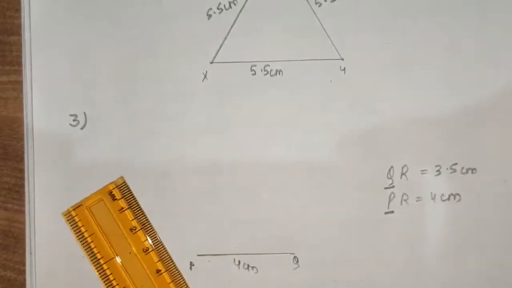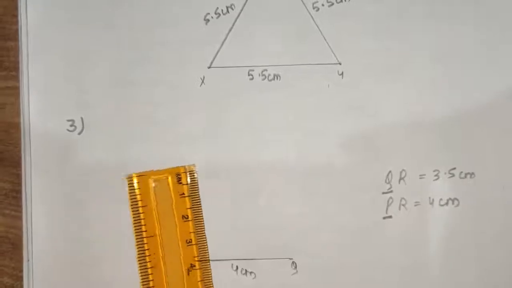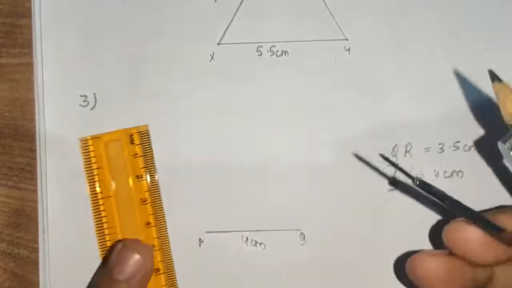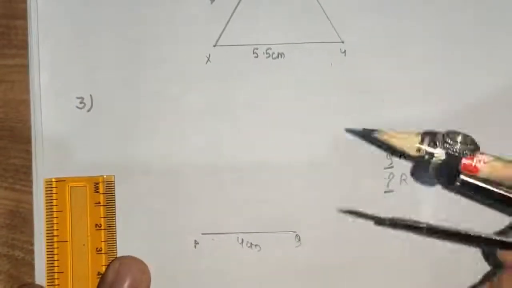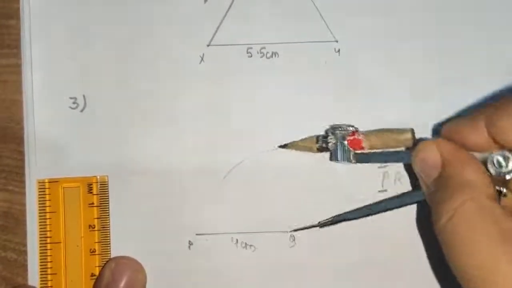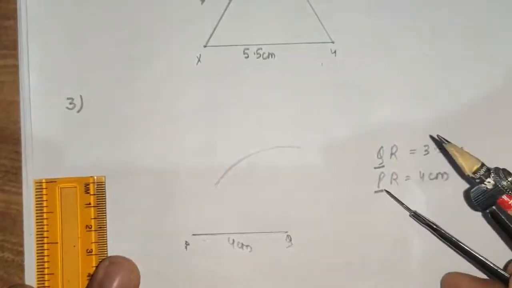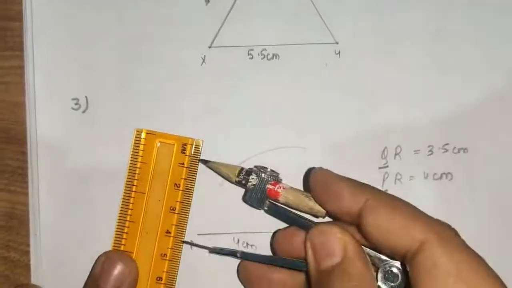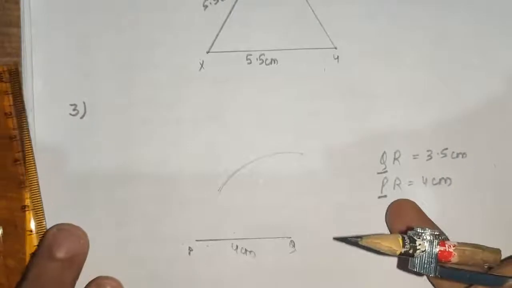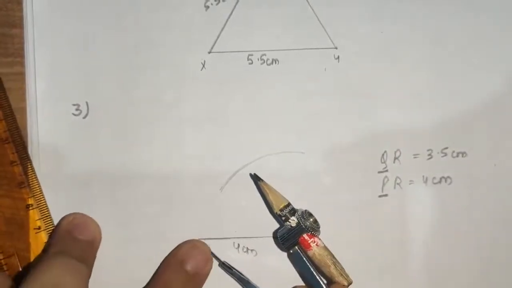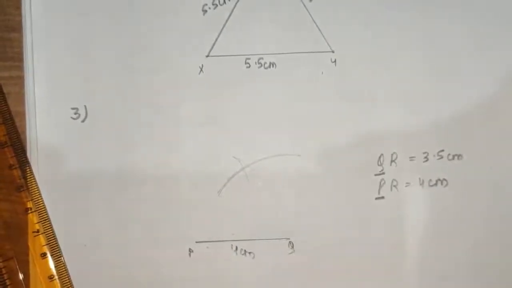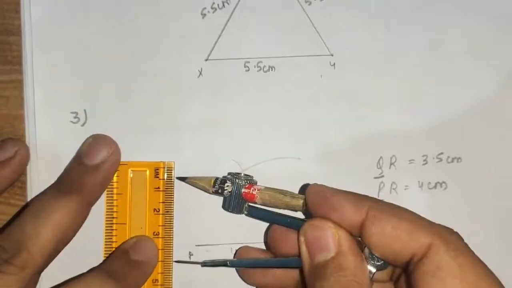Then take 3.5 centimeter, this length in your compass, and this 3.5 is QR. So we will draw 3.5 from Q, arc of 3.5 from Q. Now this is the arc, and after this PR 4 centimeter. Now take 4 centimeter in your compass, and this is PR. So we will draw this 4 centimeter from P. Now this 4 centimeter we are required to draw from P.